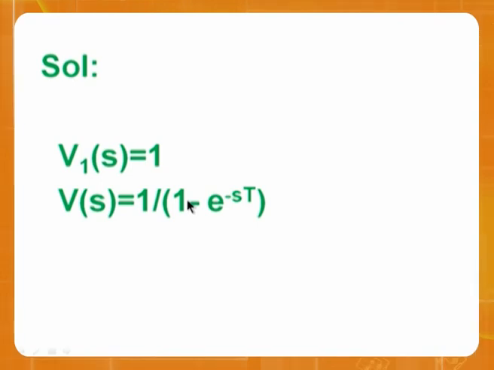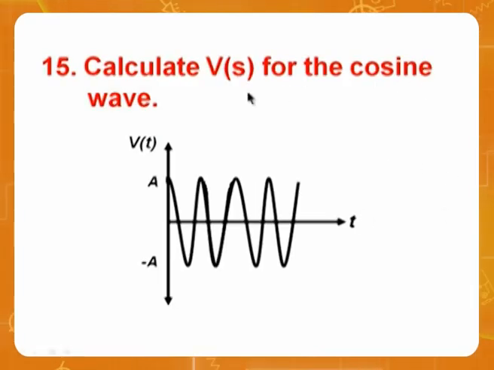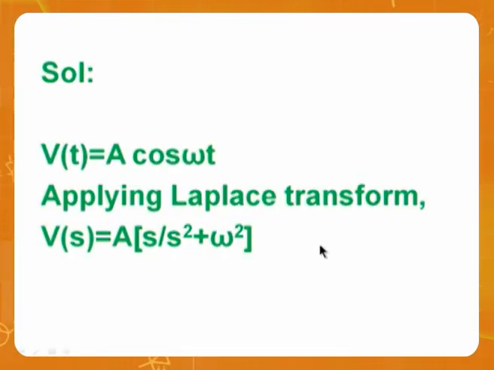Then 15. Calculate V of s for the cosine wave. Please observe, cosine generally at t equal to 0 is maximum. So this is a cosine wave, time period. So v of t is A cos omega t. If you apply the Laplace, it is As by s square plus omega square. That's the different illustrations of using different waveforms.